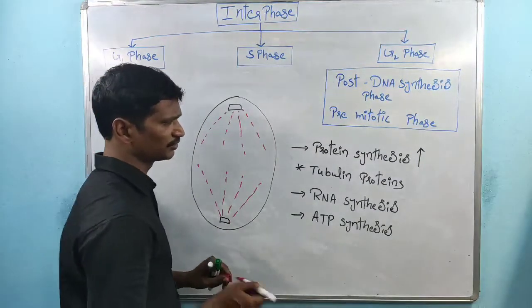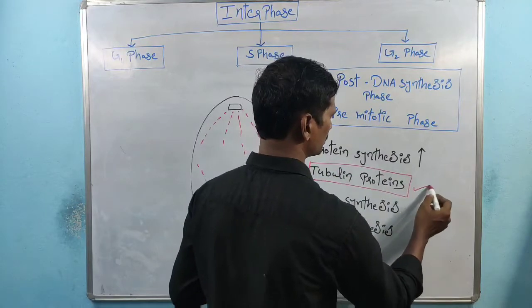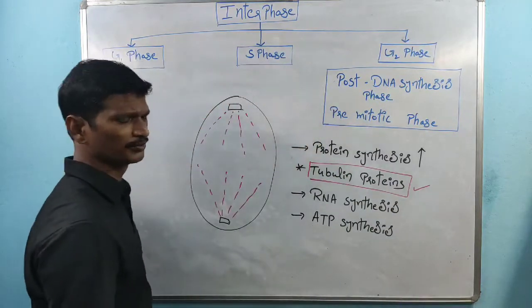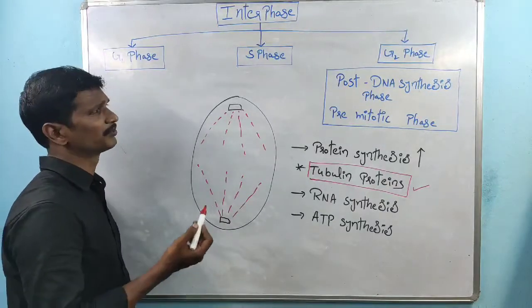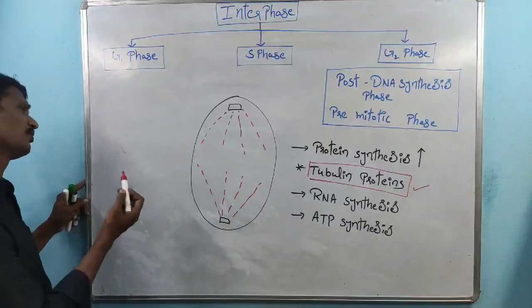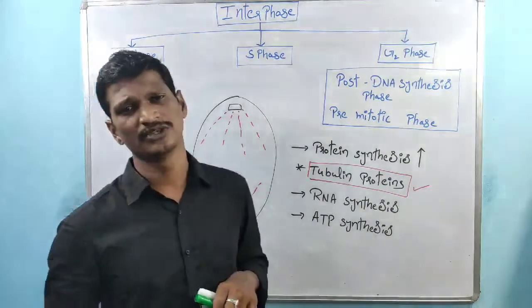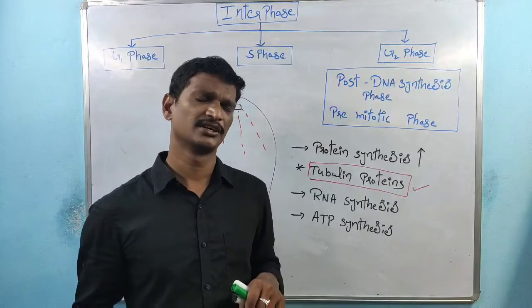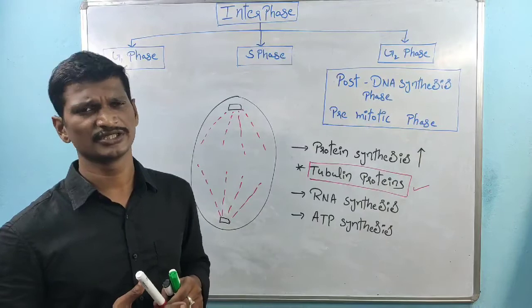So in G2 phase, more amount of proteins are synthesized. The proteins are nothing but tubulin proteins. In S phase, more amount of proteins are synthesized. The proteins are related to histone proteins. In G1 phase, more amount of proteins are synthesized. The proteins are related to DNA polymerases, which are involved in the DNA synthesis.